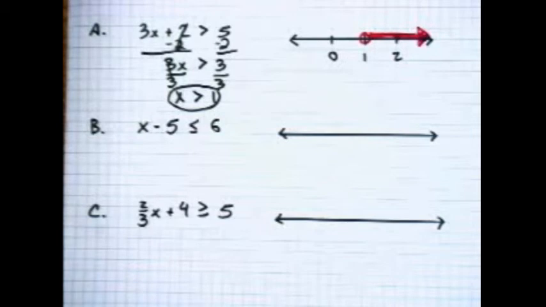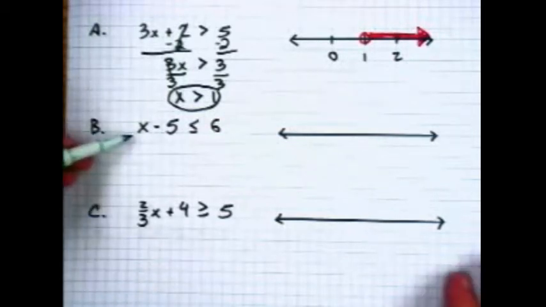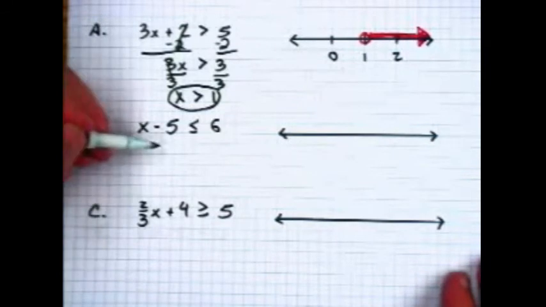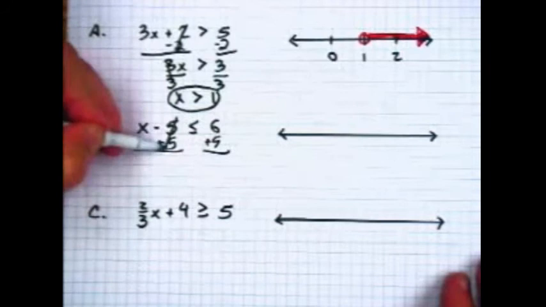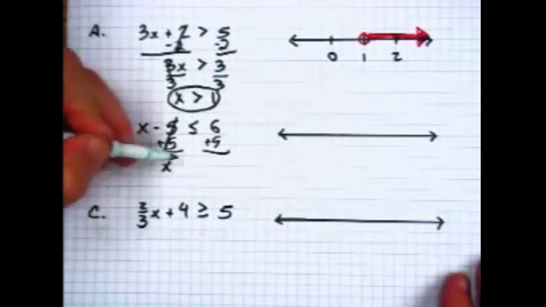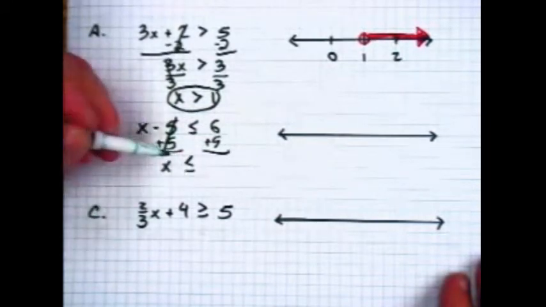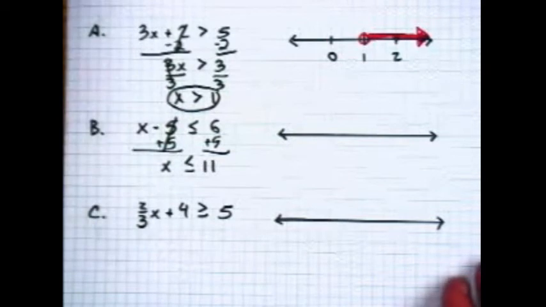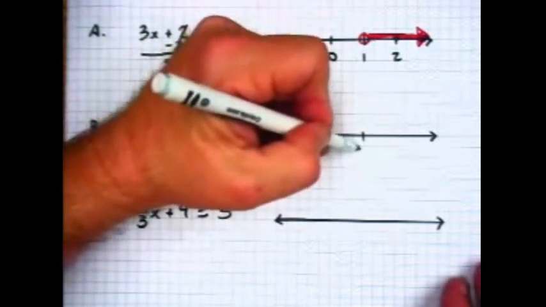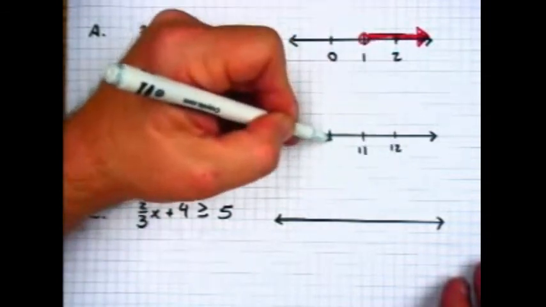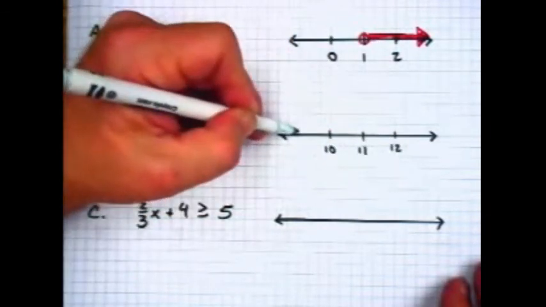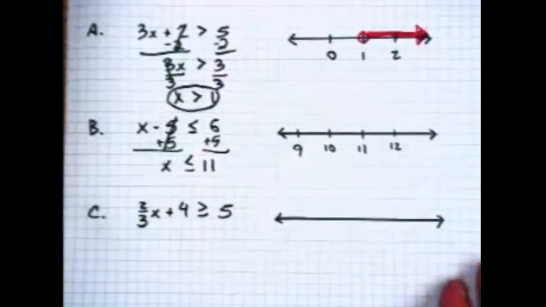Now let's take a look at the next problem. How do we isolate the x to get it alone? Well, add 5 to both sides. 5's are gone. X is less than or equal to 11. Well, I'm going to put 11, 12, that's 10, and if we cared, we could put more numbers on 9.